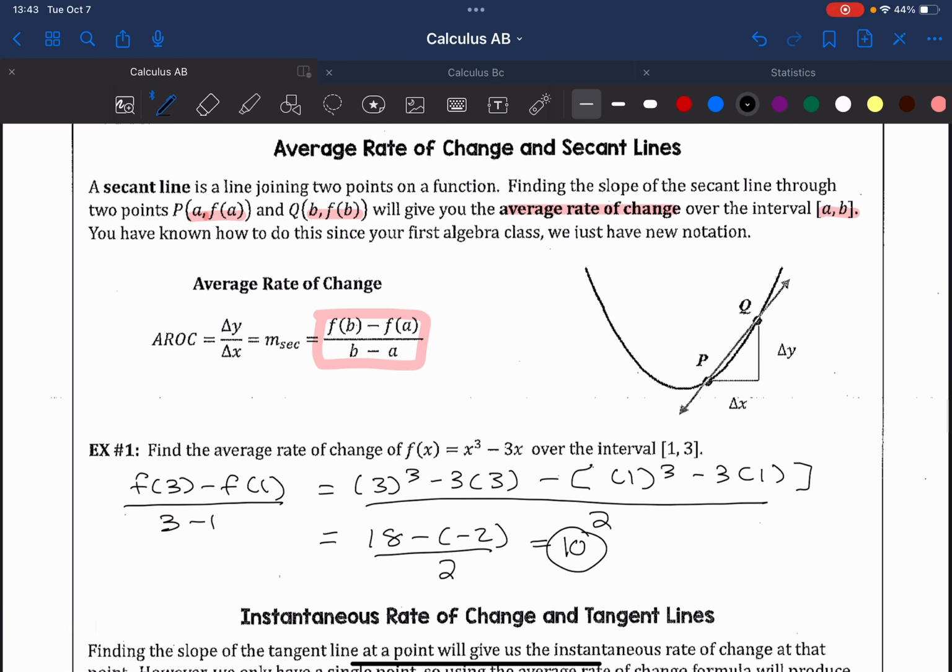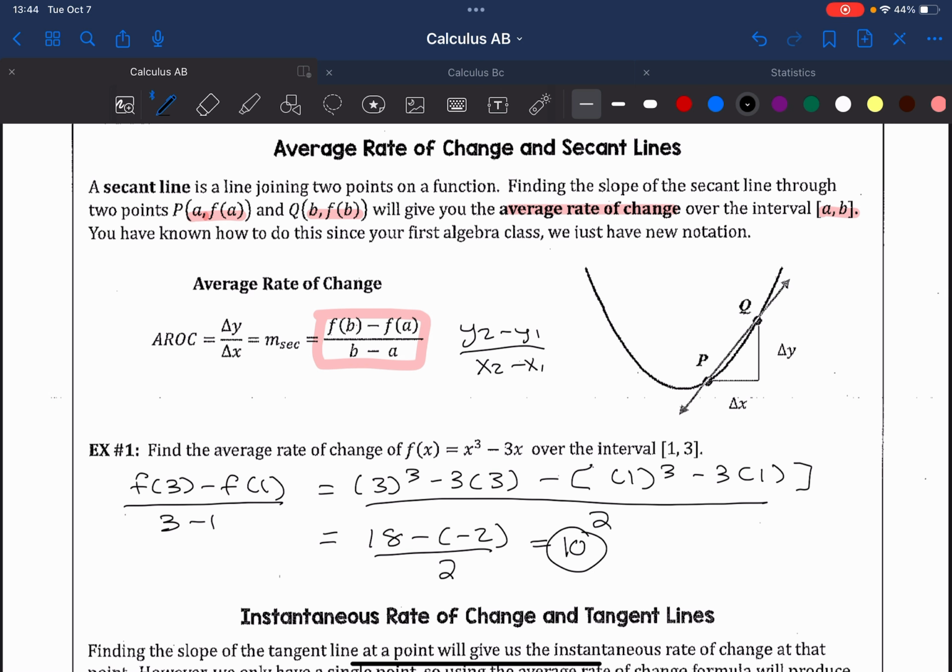Okay. Average rate of change. Average rate of change is when we think of the secant line. And remember, that is f of b minus f of a over b minus a. Think the slope formula, y2 minus y1 over x2 minus x1.